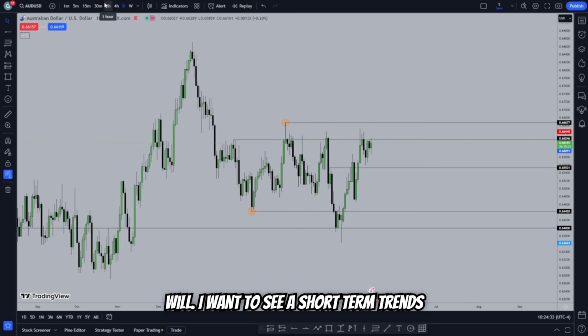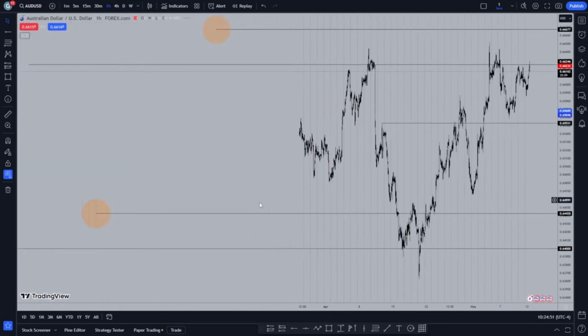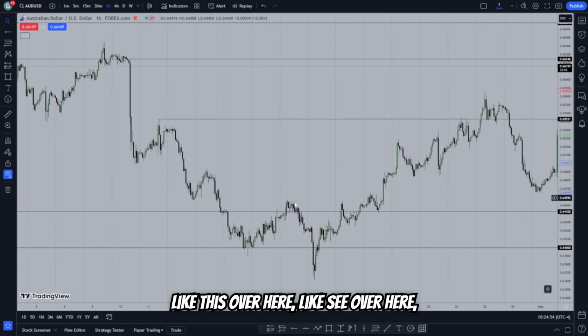Okay, I want to see the short-term trend's order flow change from bullish to bearish, then only I will look for sells from here, like the way I did over here. Okay, like when price went down, you should look for some sort of change of character on the 1 hour time frame. If there is not a change of character on the 1 hour time frame, like see over here, there was no change of character in this.